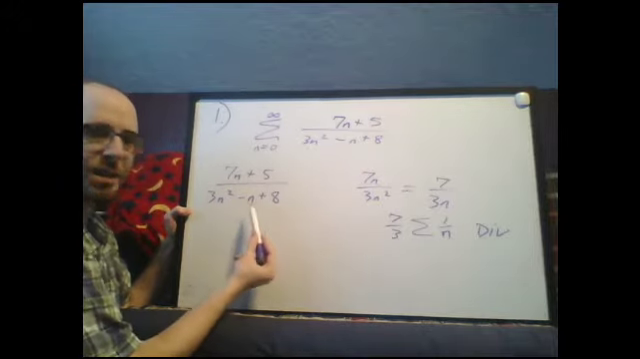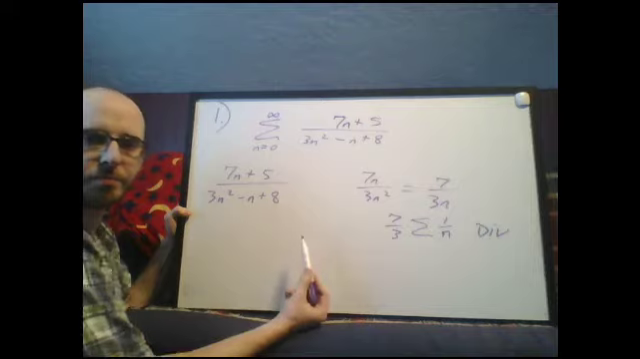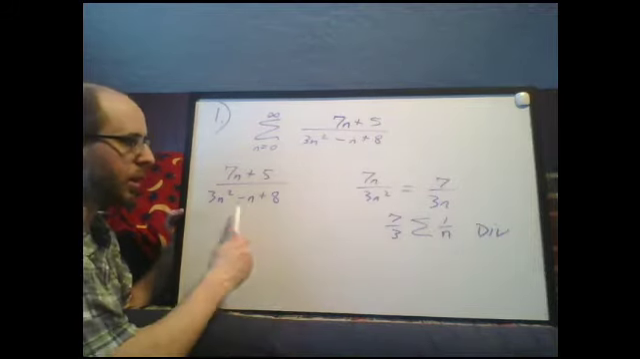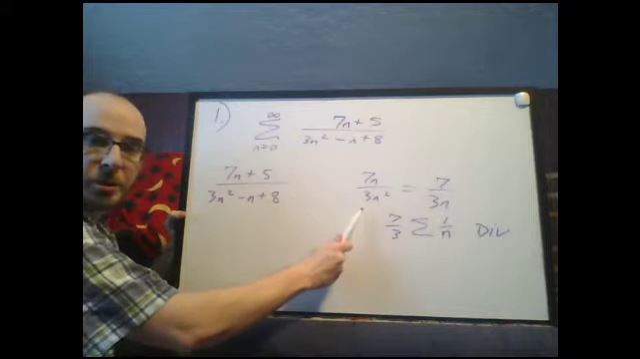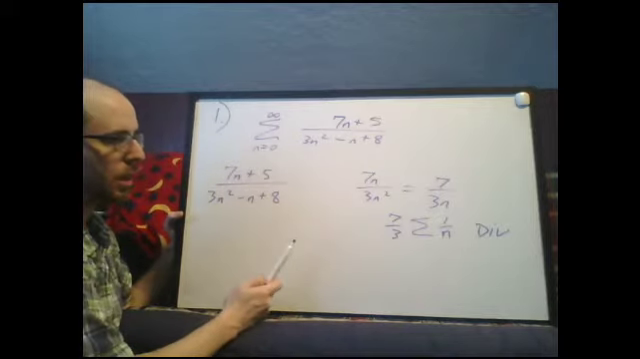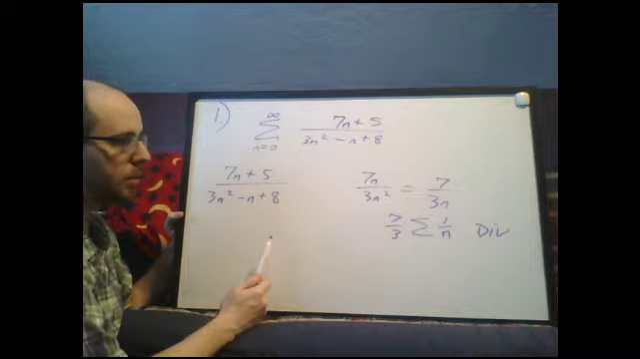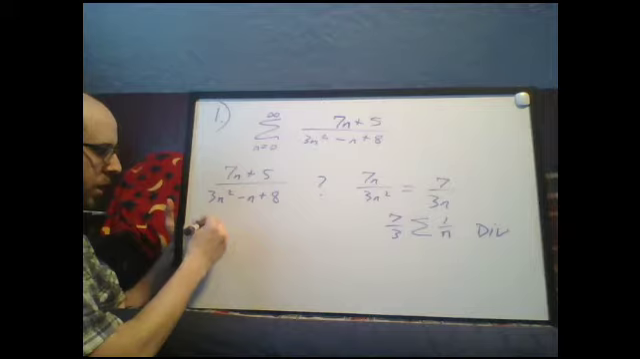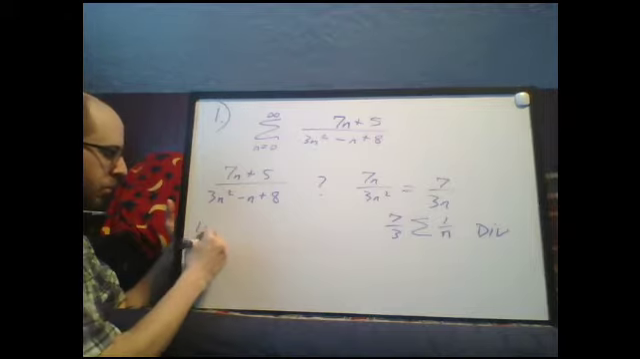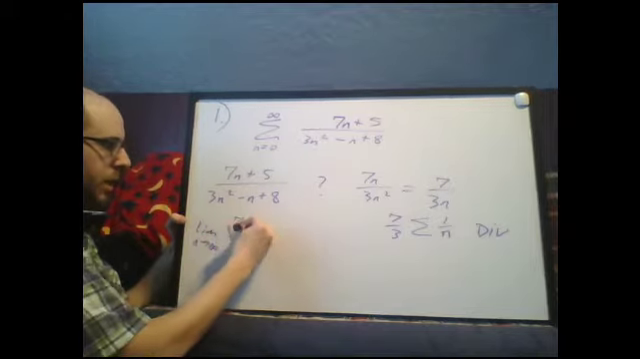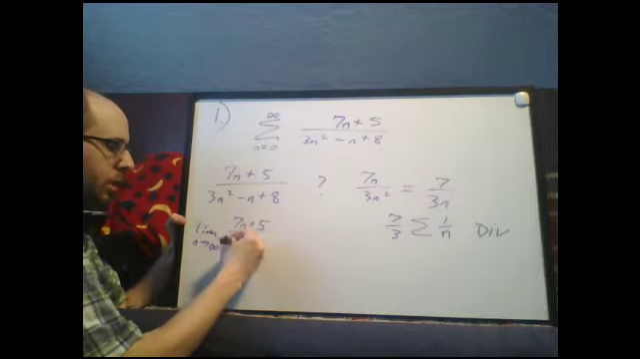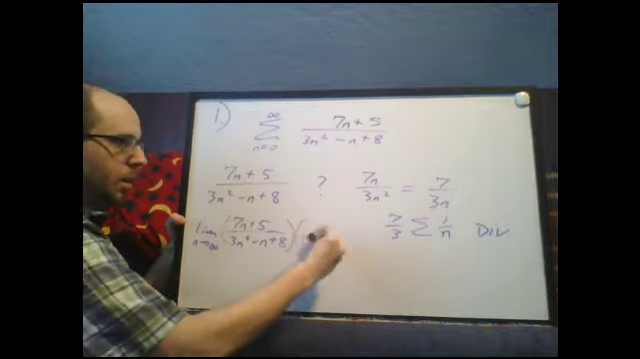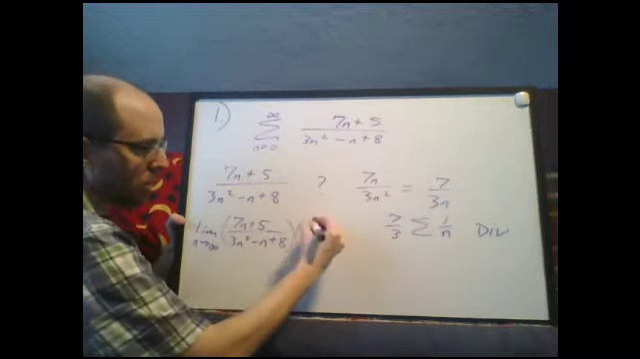But again, I can't quickly get a comparison. I might be able to if I say if n is large enough, this is bigger than this. That's probably true, but it's not simple to do. So if you don't quickly get a comparison, just do a limit comparison. So take the limit as n goes to infinity of (7n plus 5) over (3n squared minus n plus 8) times the reciprocal of the other one, so 3n over 7.